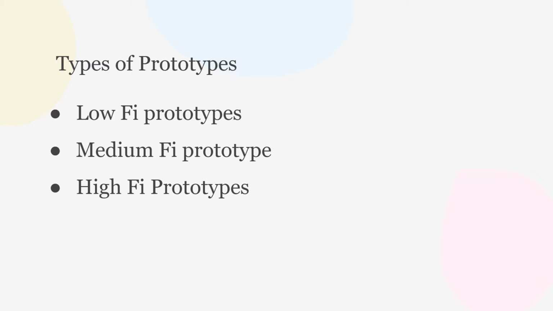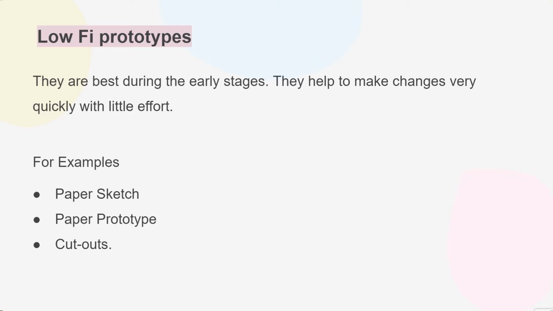There are three types of prototypes: low fidelity, medium fidelity and high fidelity. Fidelity in prototypes refers to the detailing and functionality that goes into the prototype. Low fidelity prototypes are created in the initial design phases, so you start from low fidelity. Get the feedback, iterate, refine it, move on to medium fidelity, again refine it, move on to high fidelity, again refine it, get the feedback, and this is how you move ahead in the product development process. Low fidelity prototypes are created during the early stages of the design process. They help to make changes very quickly with little effort.